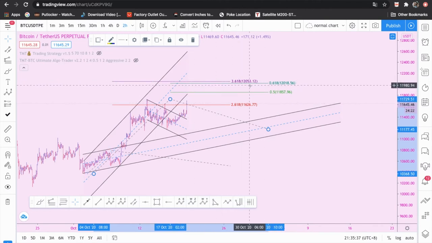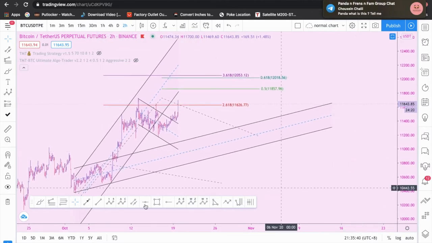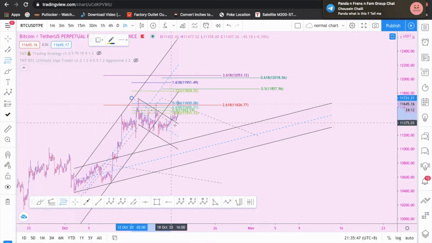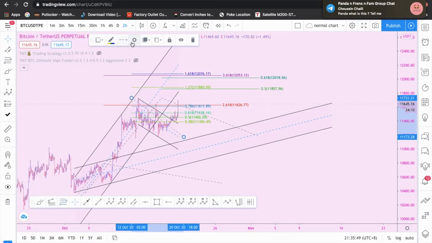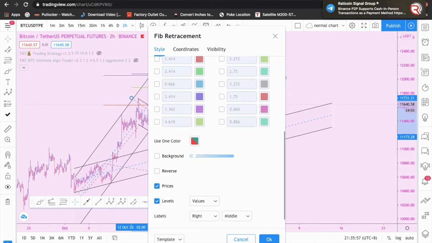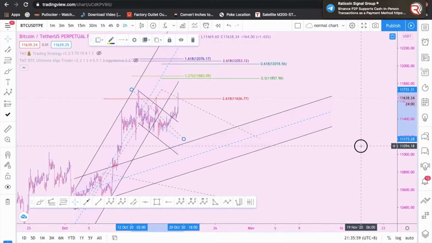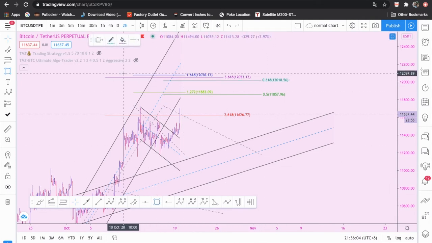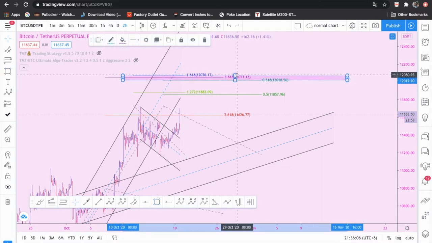So there's confluence here. Now the second way to measure is you take a fib retracement. You measure the fourth wave, which is the top over here, and you pull it over here, and you want to get the 1.618 and the 1.272. Now you see that this 1.618 means the confluence is right over here. This is where the fifth wave is going to end, if this is a fifth wave.